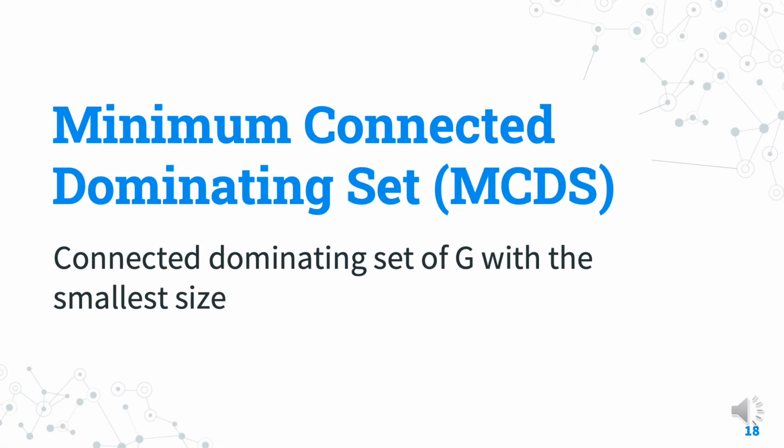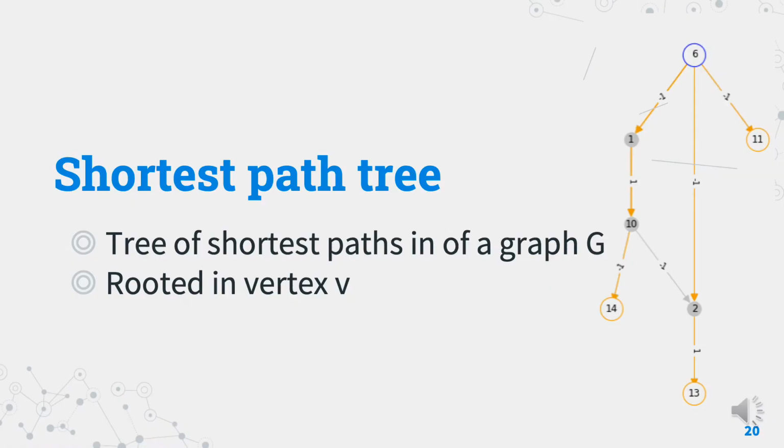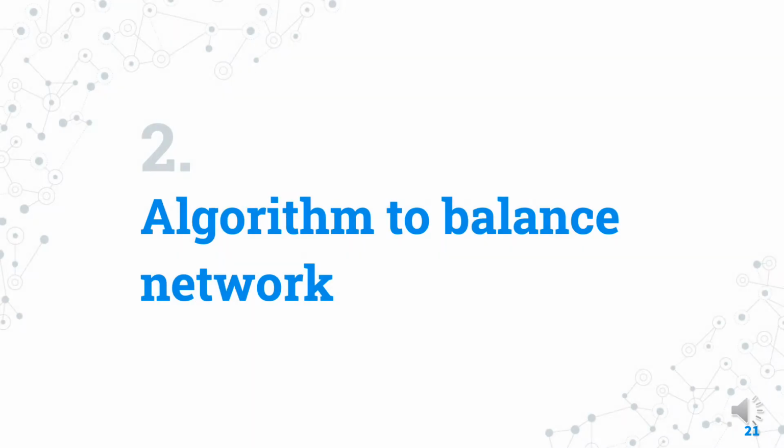Finally, the MCDS, or the minimum connected dominating set, is a connected dominating set of G with the minimum size. In this graph, the set {1, 2, 3} is the MCDS, for it has the minimum number of connected dominating set that is adjacent to every vertex in the graph. The shortest path tree is the tree of shortest paths in graph G rooted in vertex V. We applied an algorithm to balance the network.